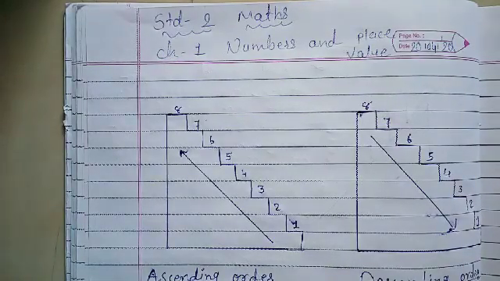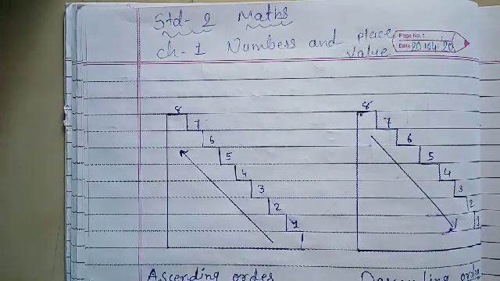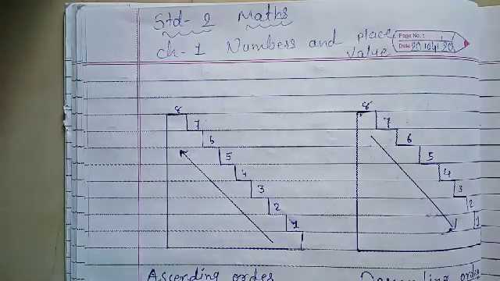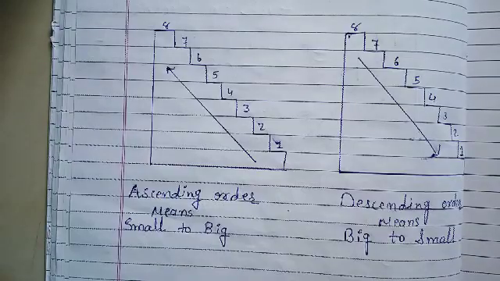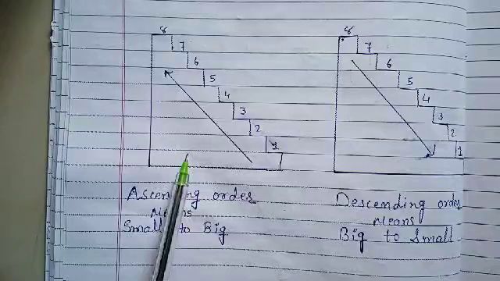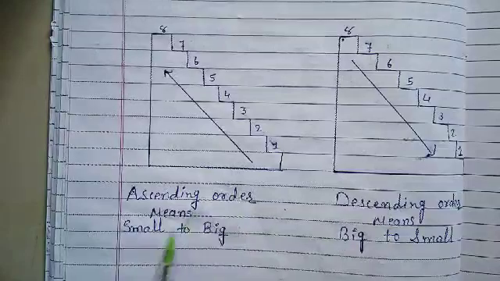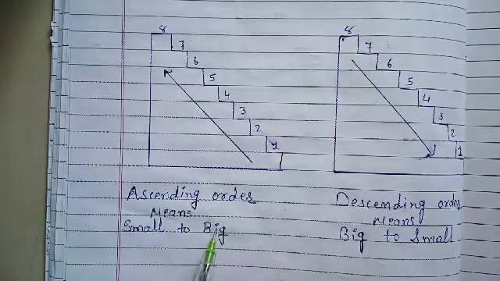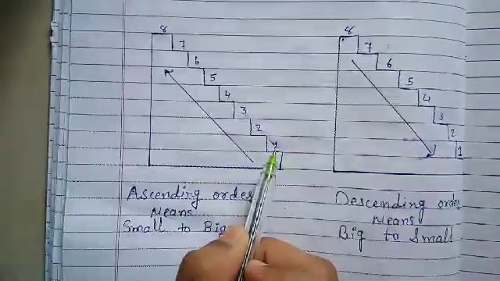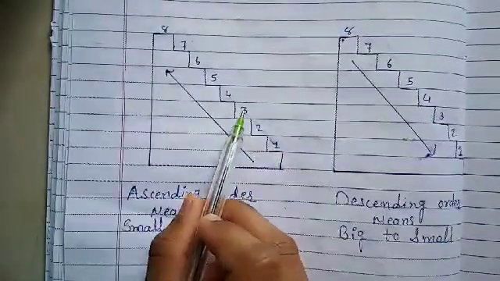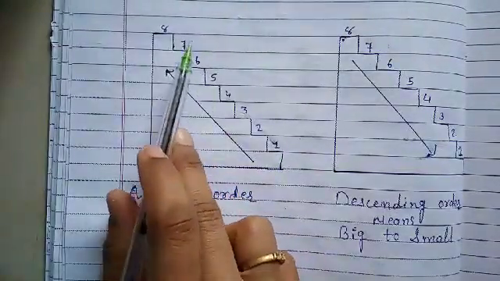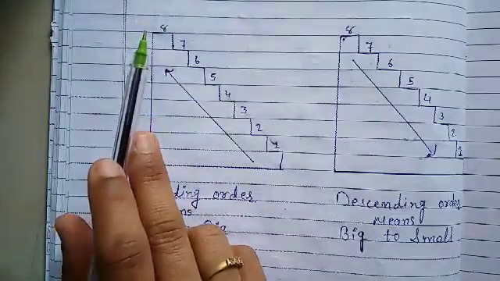So for that, here I draw one ladder. We explain how to write ascending order numbers and descending order numbers. Now look here. This first ladder shows the number sequence of ascending order. Ascending order means the numbers start from smaller to big. That is like this way: 1, 2, 3, 4, 5, 6, 7, 8, 9, 10, like that.